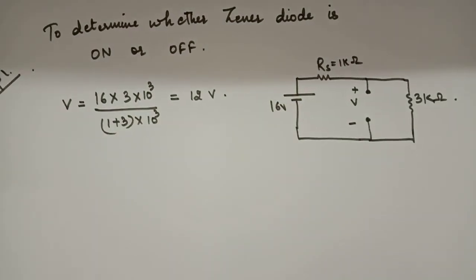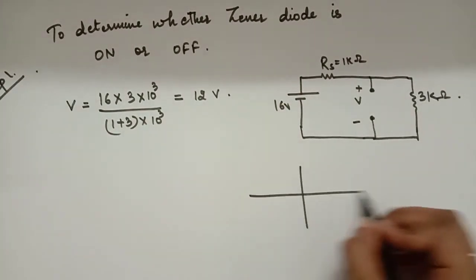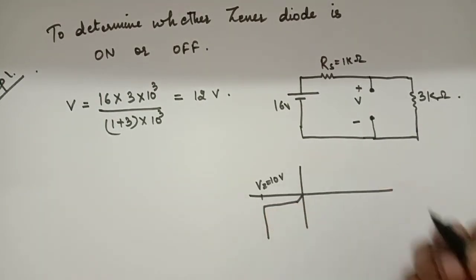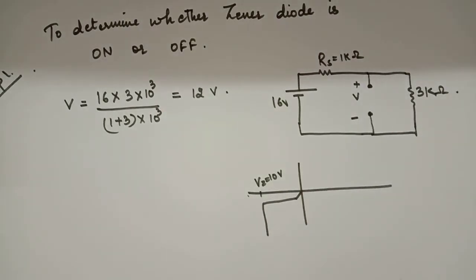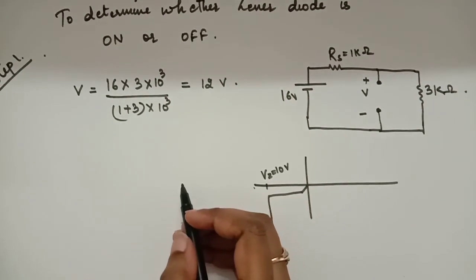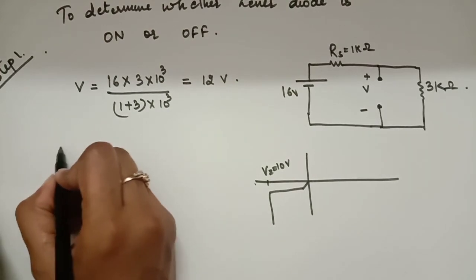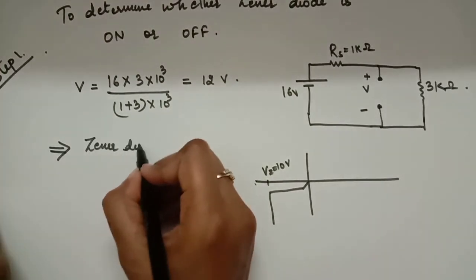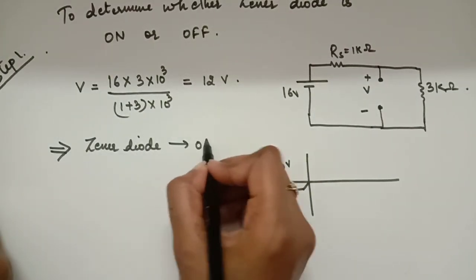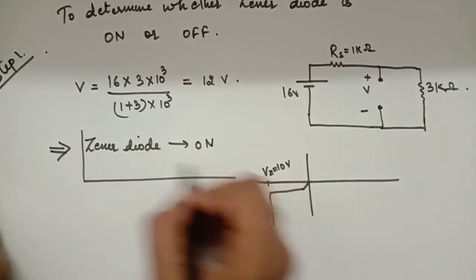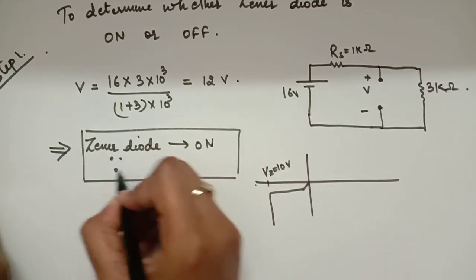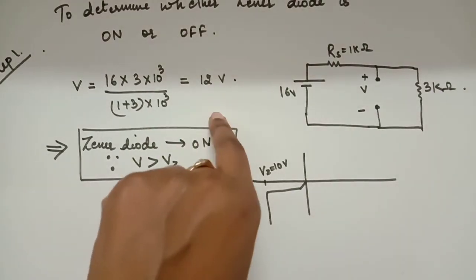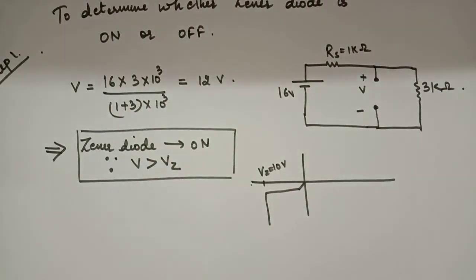Now in this particular case, again, the voltage has reached greater than the breakdown voltage. That means our Zener diode is in breakdown region and it is on. So what is the inference? Zener diode on, because V is greater than Vz. If the answer would have been 10 volt, then also it would have been on.